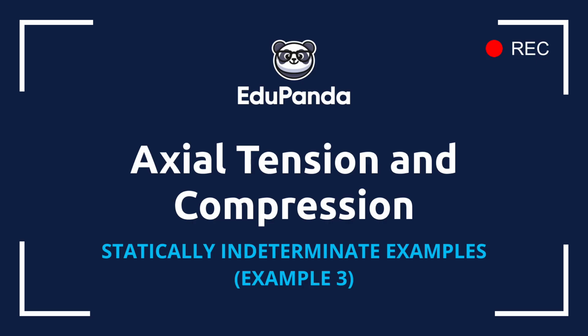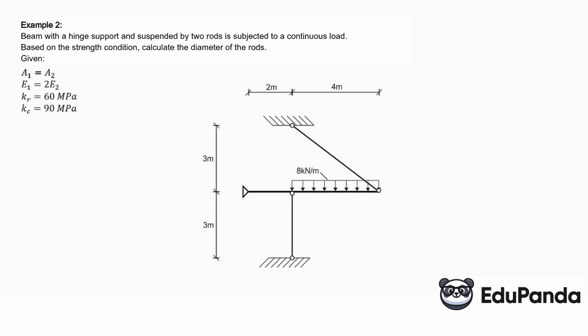Hello. Before you is the last example of axial stretching and compressing in a statically indeterminate system. Example 3. Welcome. A beam hinged and anchored by two rods is loaded with a continuous load. Based on the strength condition, calculate the diameter of the rods. Given A1 equals A2, E1 equals 2 times E2, tensile strength 60 megapascals, compressive strength 90 megapascals.